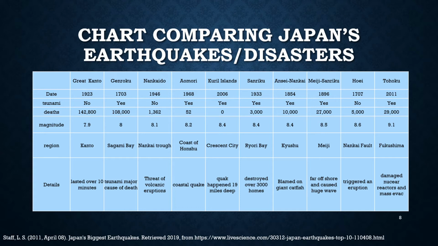Over the years, Japan has experienced many different earthquakes, and they've been blamed and attributed to many different things. The Ansei Nankai earthquake, which happened in 1854, was actually blamed on a giant catfish that was angry with the island.